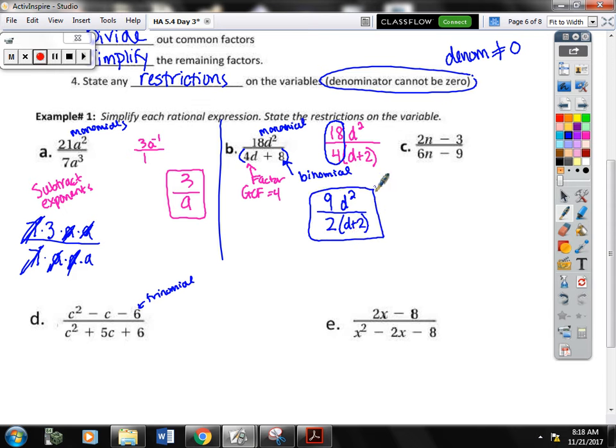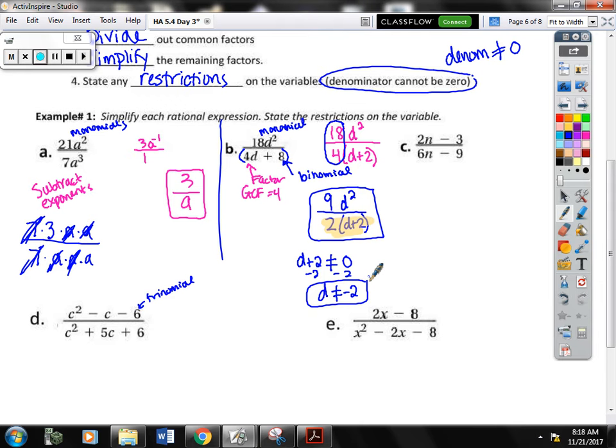Okay, now restrictions on the variables, and we'll go back since I forgot it on example A. Remember, the restriction is just that the denominator can't be 0. So here's our denominator. The 2 we obviously know can't be 0, but d plus 2 cannot equal 0. We'll solve for d using inverse operations. So we'll subtract 2 on both sides to get that d cannot equal negative 2. That's our restriction. If d were negative 2, plug that in, you would get 0. Any other number would work.